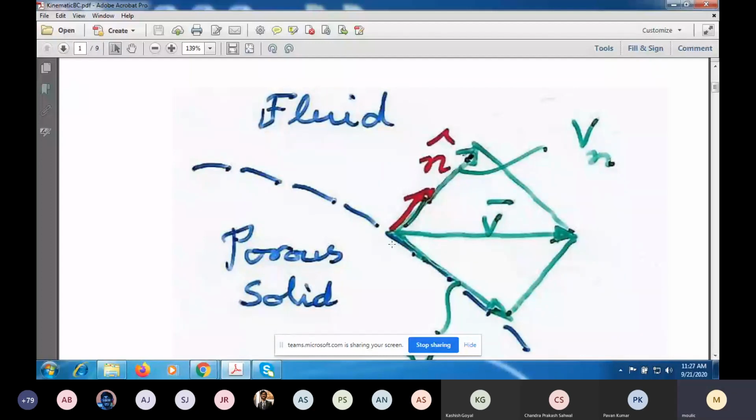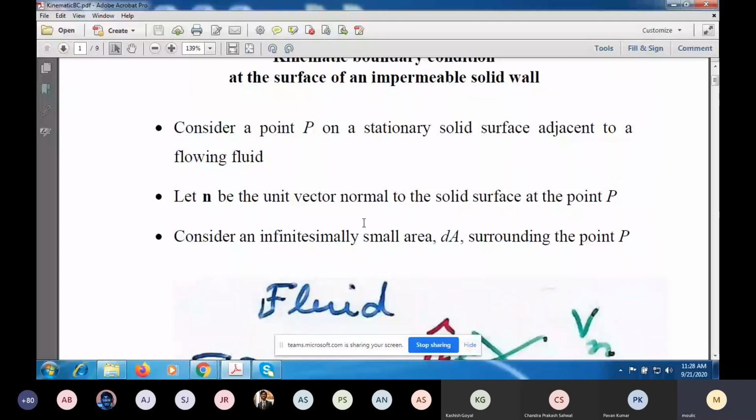Now, suppose you have a plane surface, then I can move from this point to another point and the direction of n will remain unchanged. But if it's a curved surface, the magnitude will remain 1, but the vector will point in different directions. So you have a local n at each and every point which may be different. Now consider an infinitesimally small area dA surrounding the point P.